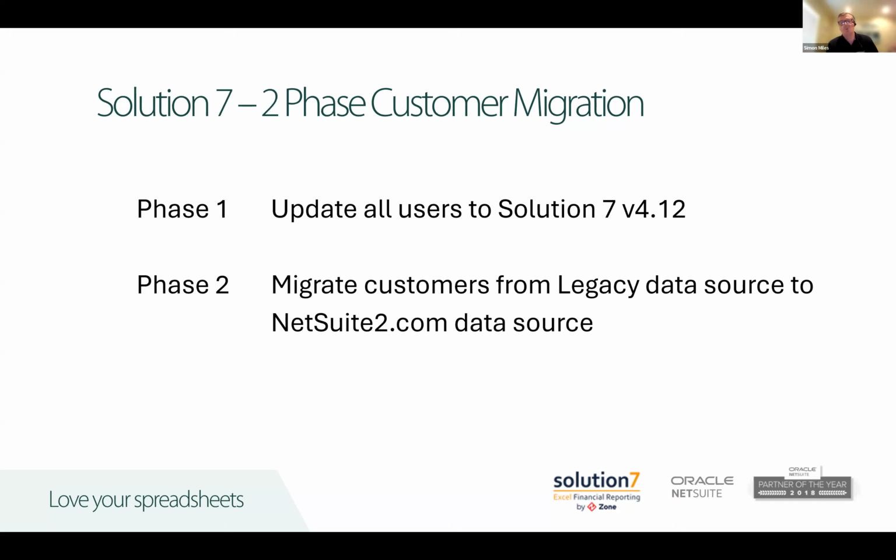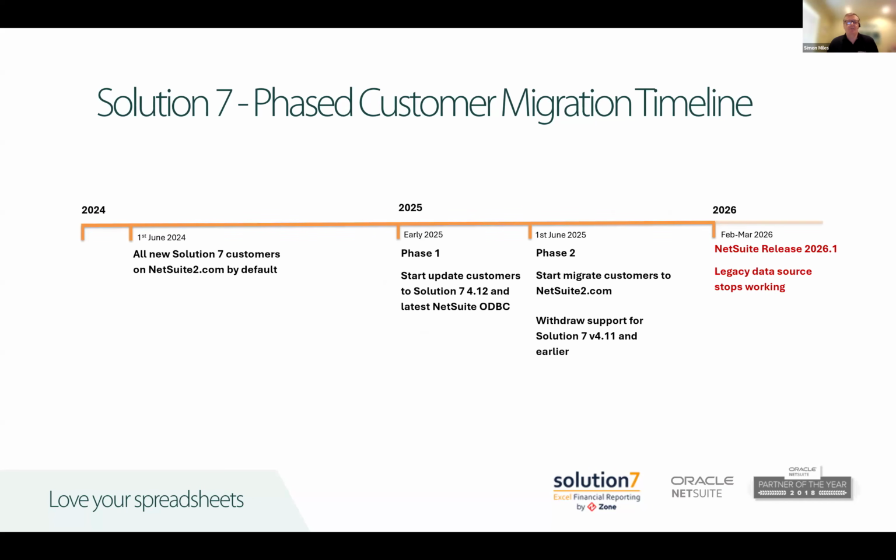Phase 2, we're going to migrate customers from the legacy data source to NetSuite2.com. I'll cover that off later. What does that timeline look like? Well, as I said earlier, as of the 1st of June 2024, all new Solution 7 customers were on NetSuite2.com by default. So if you are a customer that started using Solution 7 after the 1st of June, or if you're a current prospect either on a trial or just generally looking at the software, the great news for you is you really don't have to worry about what I'm going through during this call.